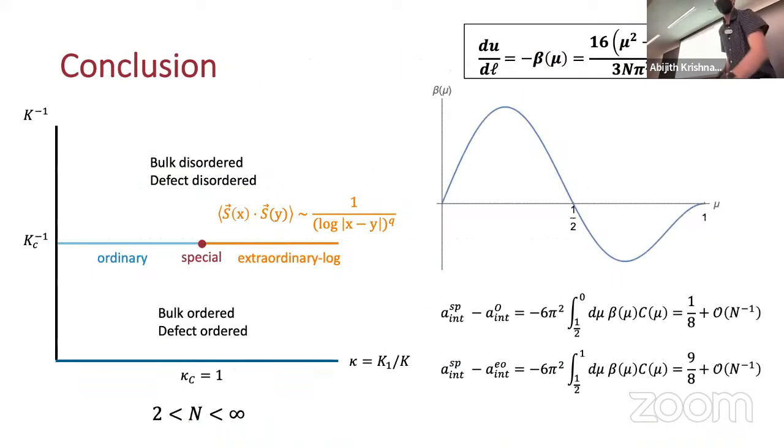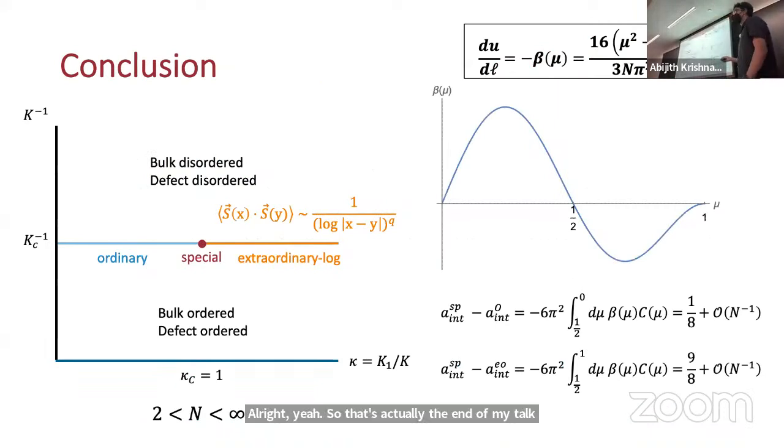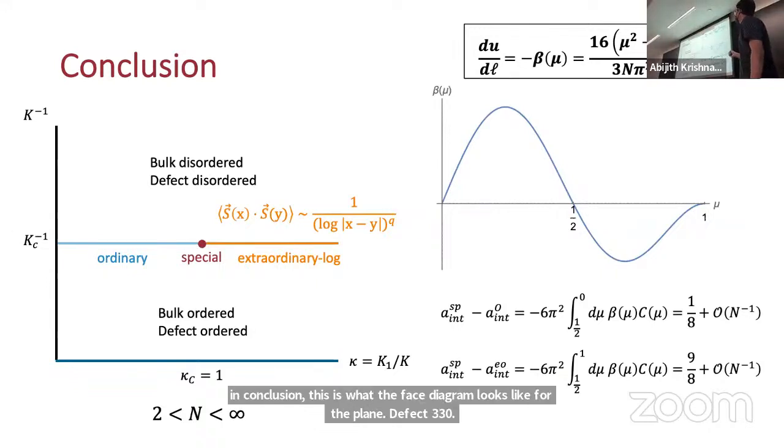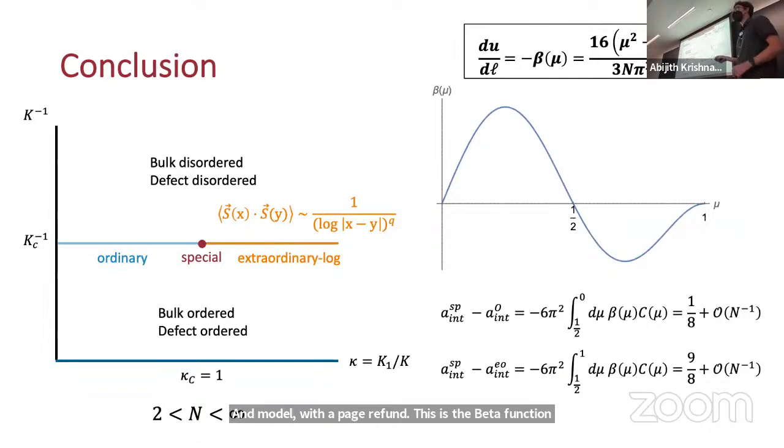All right, so that's actually the end of my talk. So in conclusion, this is what the phase diagram looks like for the 3D ON model with the plane defect. This is the beta function, and these are the central charges.